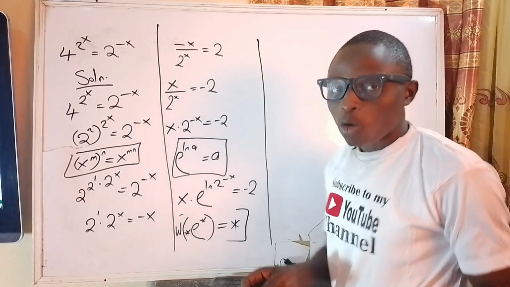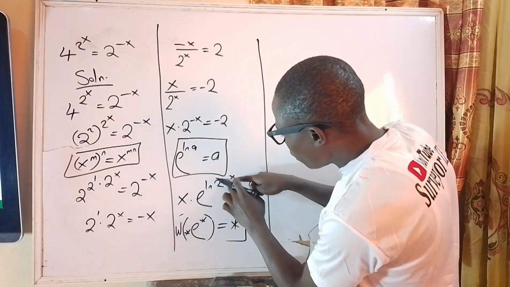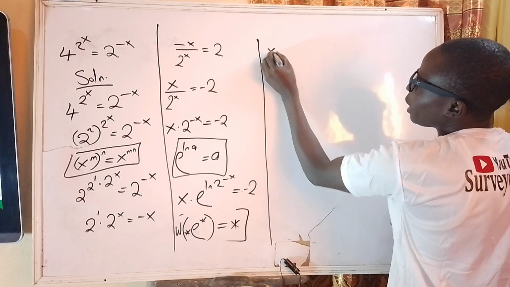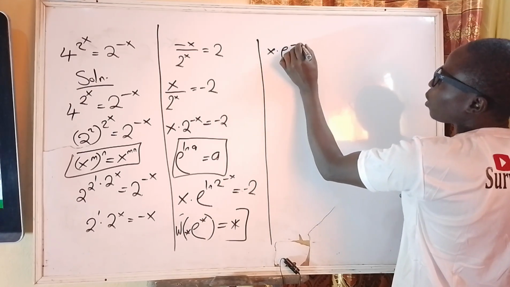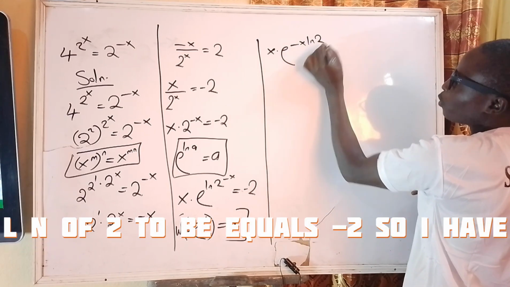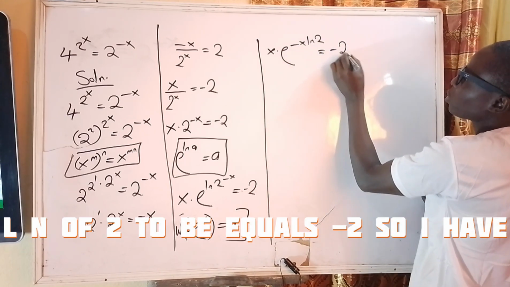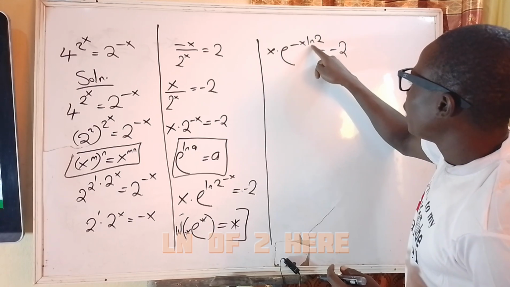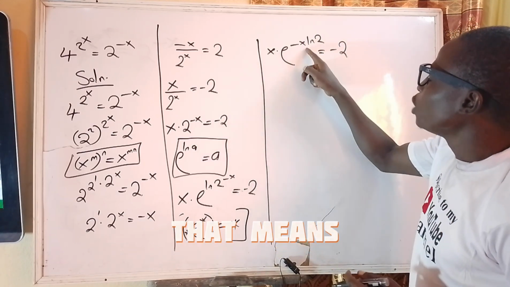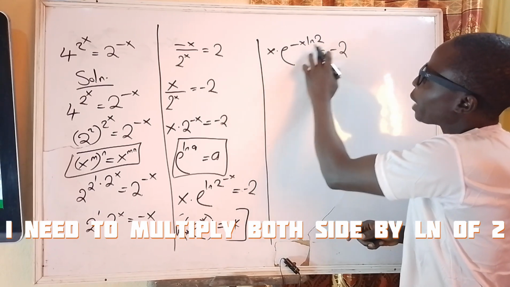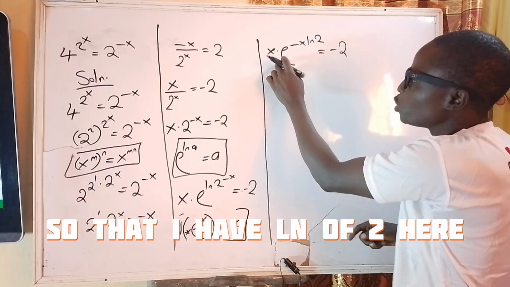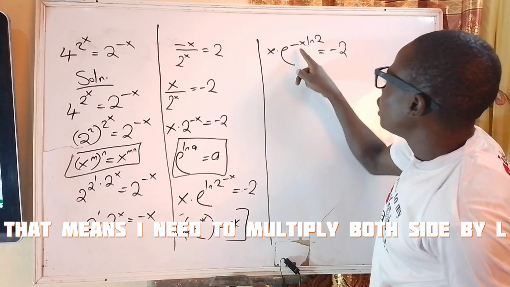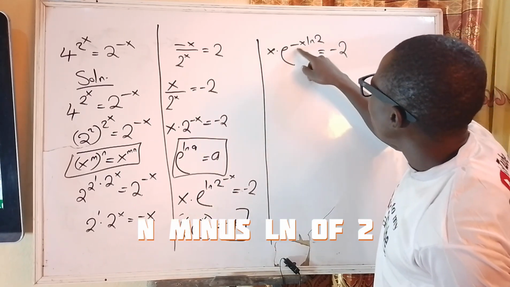So we know that according to the law of logarithm, this minus x can actually come here to multiply ln of 2. So here I will have x multiplying e raised power of minus x ln of 2 to be equals minus 2. So I have ln of 2 here. I don't have ln of 2 here. That means I need to multiply both sides by ln of 2 so that I have ln of 2 here. Then I have negative here. I don't have negative here. That means I need to multiply both sides by minus ln of 2.